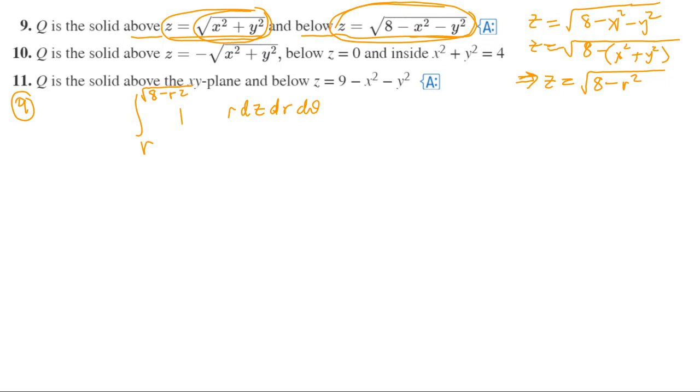Now maybe one of you will ask how to find the region. So you have a cone downstairs, and you have a sphere upstairs, or hemisphere. Why sphere or hemisphere? Just square this equation. Z squared equals 8 minus x squared minus y squared. Move x squared, y squared to the other side. x squared plus y squared plus z squared equals 8. So this is a hemisphere. So this is the shape that we're talking about.